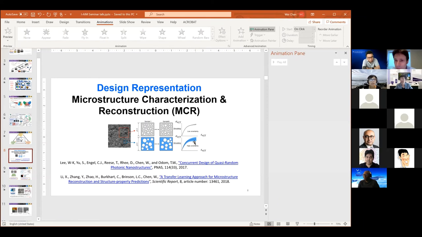Got it. Thank you. That's great. We have two questions from the chat window, really quick. Mohammed asked, after designing an optimum multi-phase microstructure, is it feasible to manufacture it with 3D printing materials?